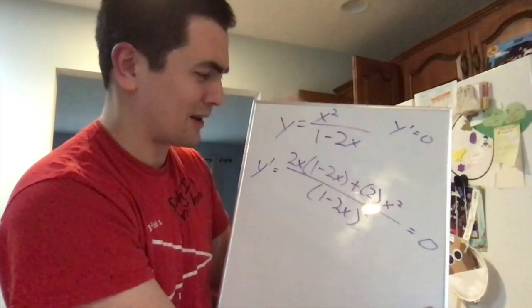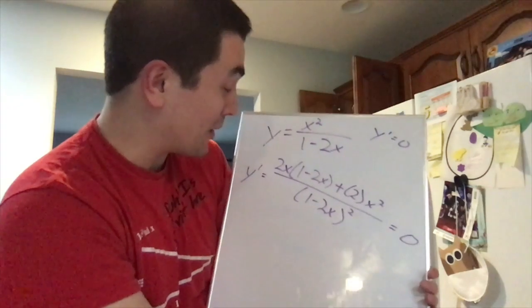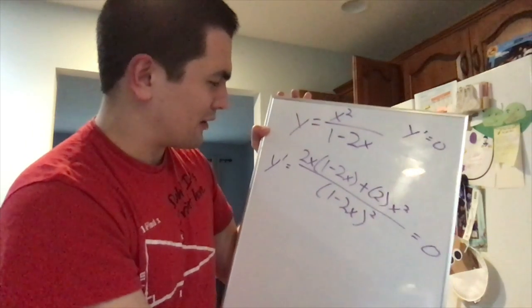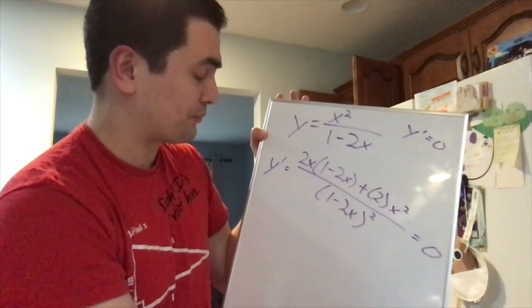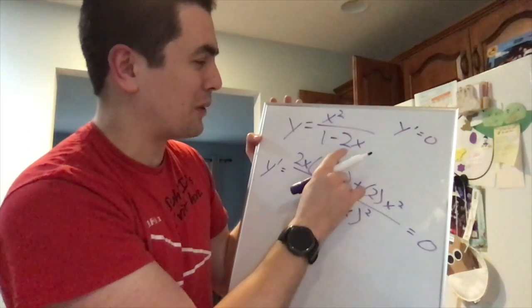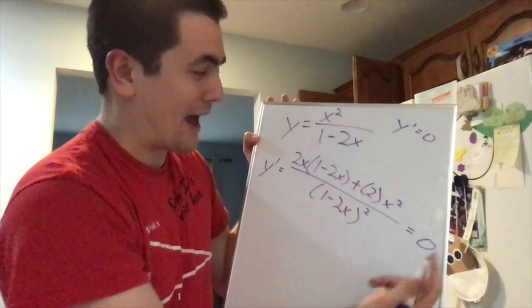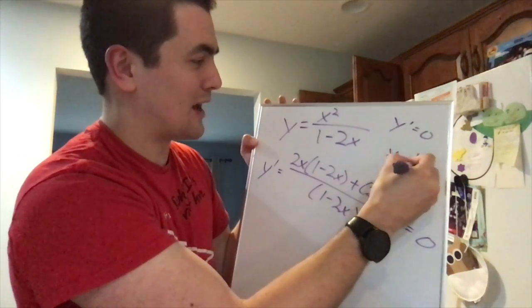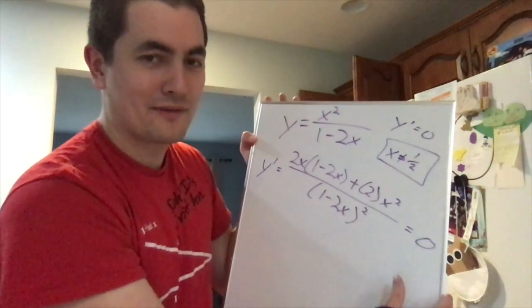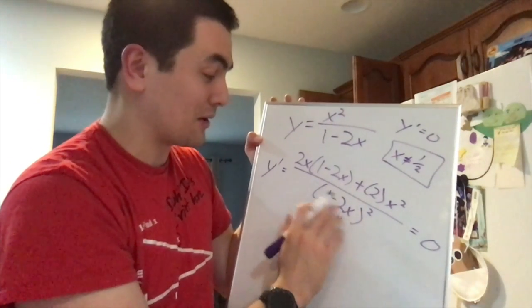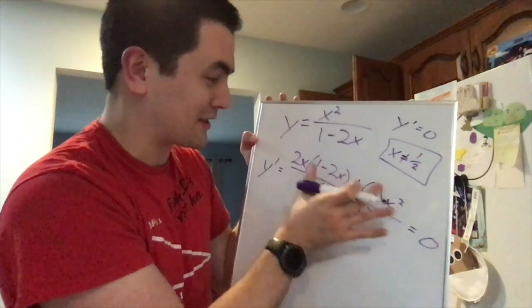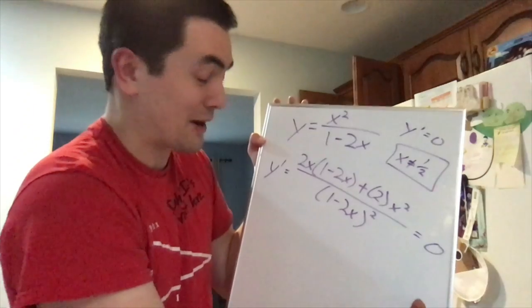Looks like I'm angling downward. I'm very sorry about that, because I'm at a very weird angle with this board. Anyway, now I just have to solve for x, and then I'm done. We already know x does not equal 1/2. This is a vertical asymptote, so x will never equal 1/2. That means the denominator is not equal to zero. I can cross multiply this, and just figure out when the top is equal to zero, and then I'm good to go.